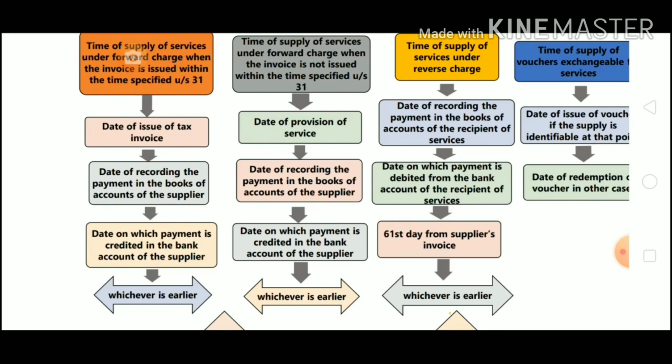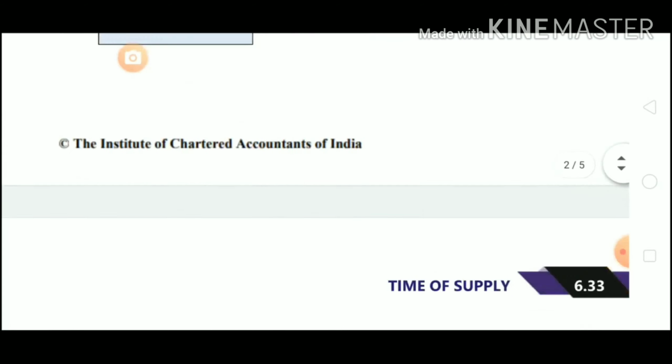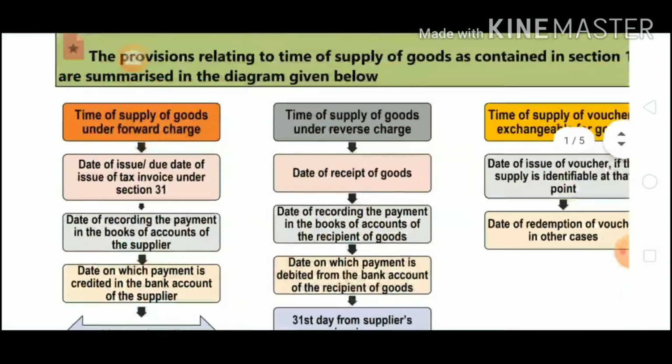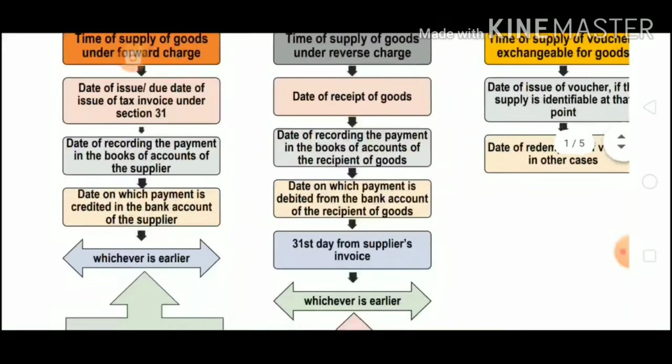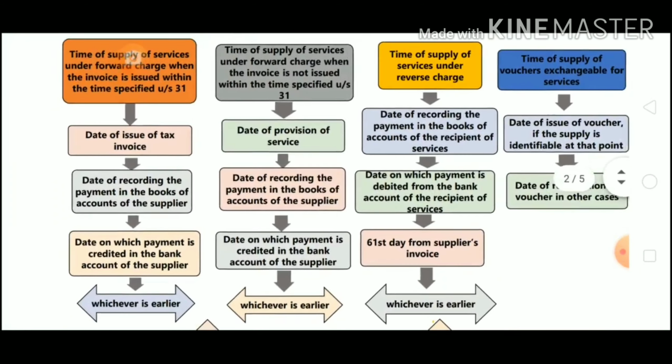Now in case of services, under reverse charge, what are the dates? We'll take date of recording the payment in the books of account of recipient of services, when the recipient records in his books; when the recipient's bank account is debited, the date on which payment is debited from bank account of the recipient of services; and third one is 61st day from supplier's invoice. Under reverse charge in case of goods, there was given 31st day from supplier's invoice. In this case, it's 61st day from supplier's invoice. So remember this, okay? Whichever is earlier of these 3 dates.